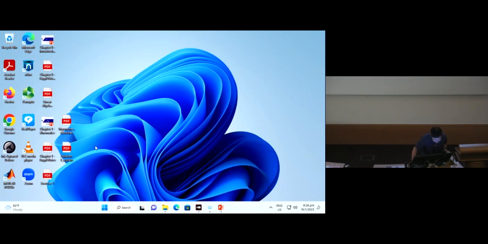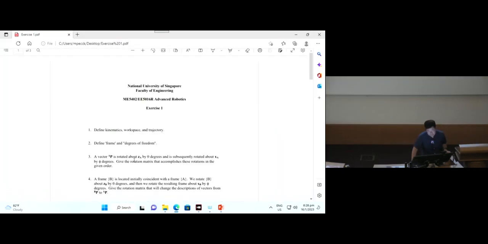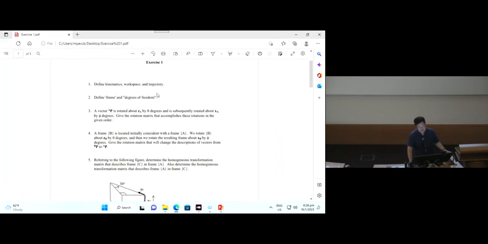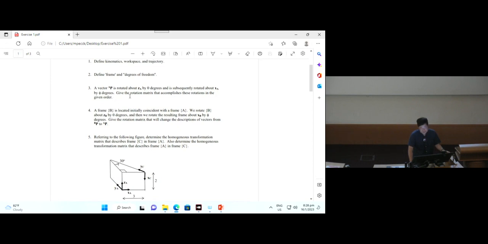This is exercise 1. The first 2 questions are essentially asking for definitions, and you can get the answer from the notes. So what is plane and degree of freedom? You should know by now very well what is degree of freedom.